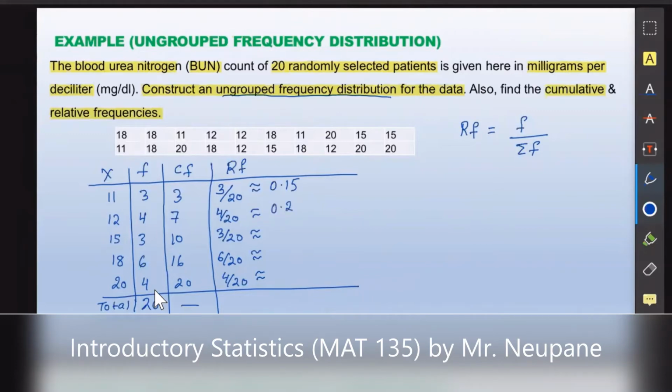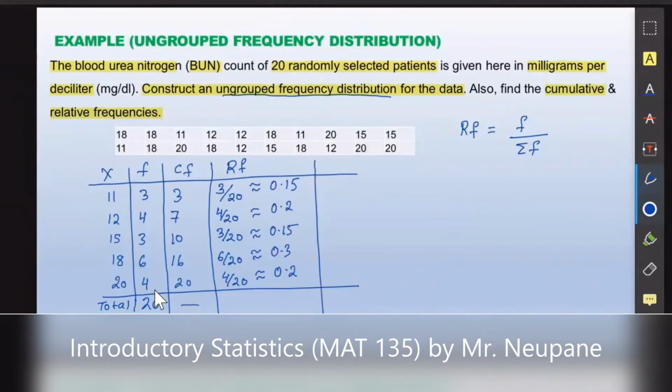How much is 4 divided by 20? 0.2, right? Okay, 3 divided by 20, we already did that, 0.15. 6 divided by 20 is how much? 0.3. 4 divided by 20, we already got 0.2. So those are the relative frequencies.